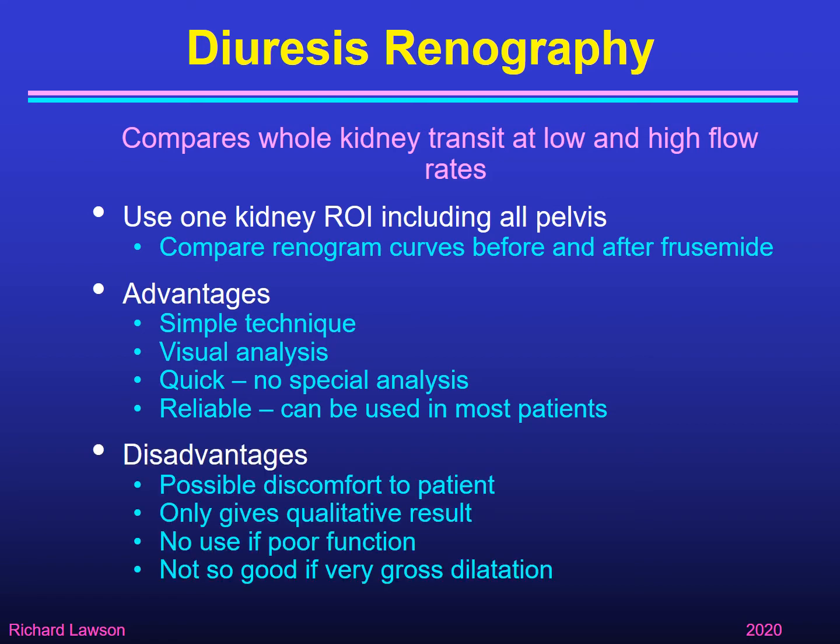The disadvantages are the possible discomfort to the patient from a full bladder after they've had the diuretic administered. It only gives a qualitative result rather than a numerical result. It says whether it's obstructed or non-obstructed or possibly an intermediate result. It's no use if the kidneys have got poor function, and it's not so good if there's a very grossly dilated system, because the pelvis may be so dilated that even the dose of furosemide that we use may not flush things out.